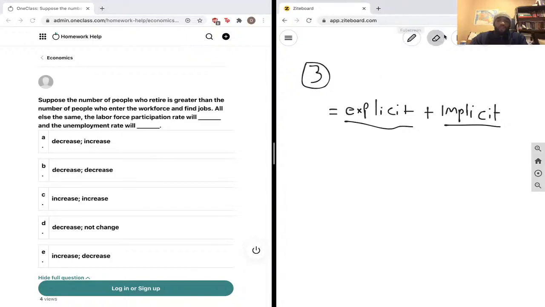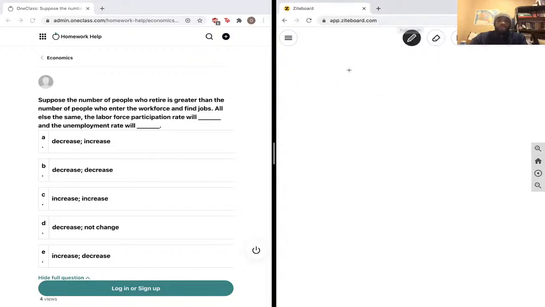Question number 4. Suppose the number of people who retire is greater than the number of people who enter the workforce and find jobs. All else being the same, labor force participation rates will blank and the unemployment rate will blank.